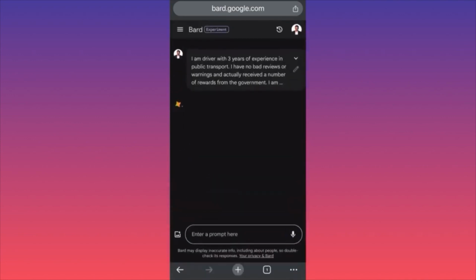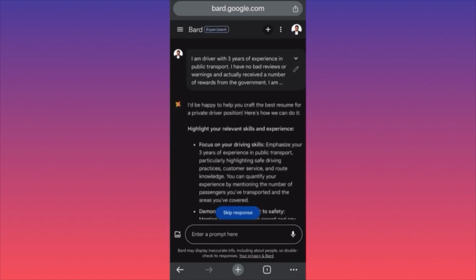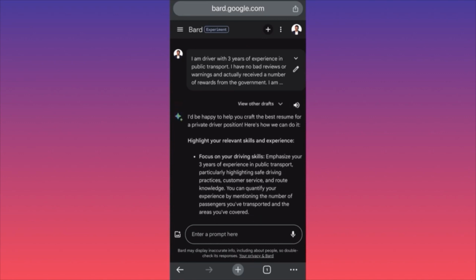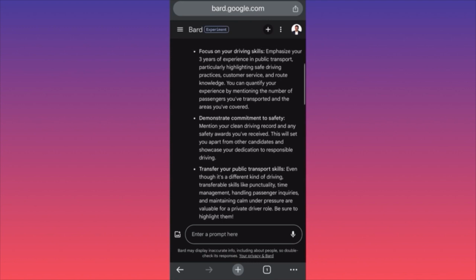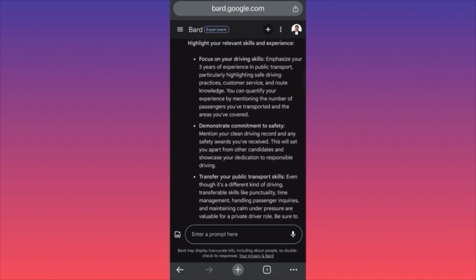Let's see what kind of objectives we are going to get. Okay, let's see. Highlight your relevant skills and experience. Focus on your driving skills. You see, guys, we got pinpoints over here. This is good because instead of us looking around, trying to put so much irrelevant information in our resume, the Bard AI is telling us exactly which ones we should include and which ones we should exclude.